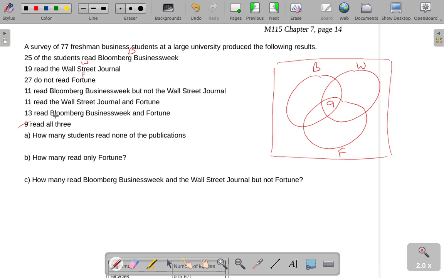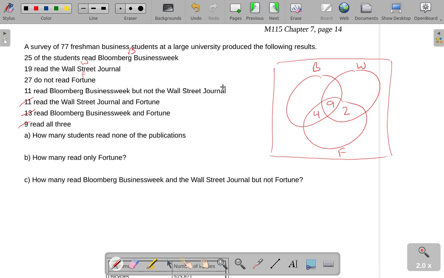I'm just going to work backwards here because that tends to be a good way of going about these. 13 read Bloomberg and Fortune. That's 13 of them within this region right here. 9 of them are accounted for, which means there must be 4 right here. 11 read the Wall Street Journal and Fortune. Wall Street Journal is here, Fortune is here. That means 11 of them must be within this region, so 2 are unaccounted for.